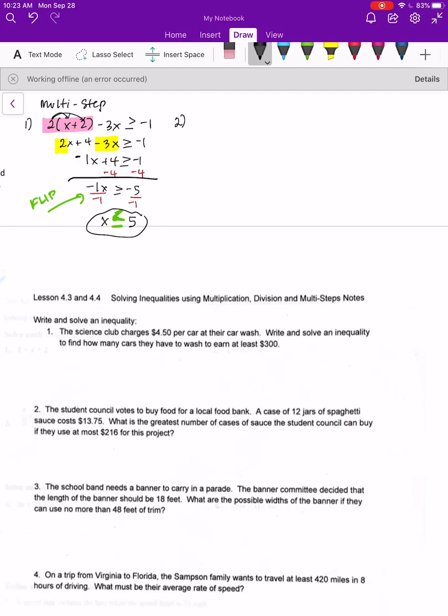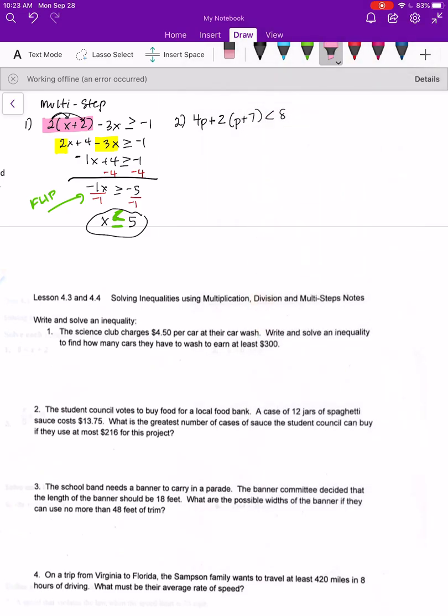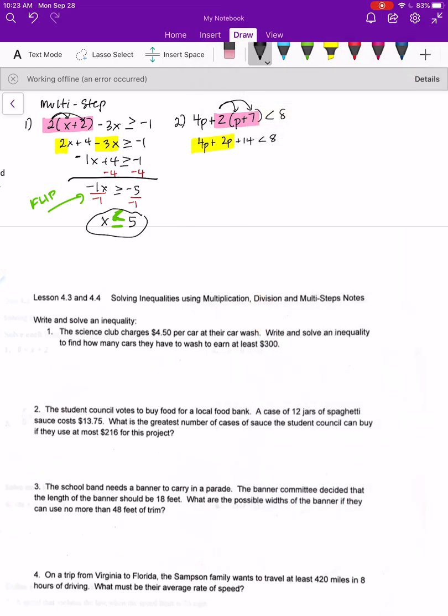Let's see another problem. 4p plus 2(p + 7) is less than 8. So again, I have a distributive property that I need to take care of first, and that's right here. So I go ahead and do 2 times p, which is 2p, and 2 times 7, which is 14, which is less than 8, and then carry my 4p down. Now I need to collect some like terms. 4p plus 2p is 6p plus 14 is less than 8.